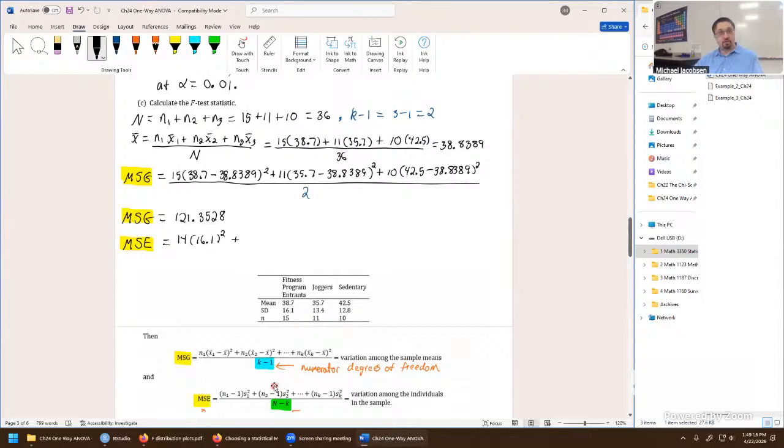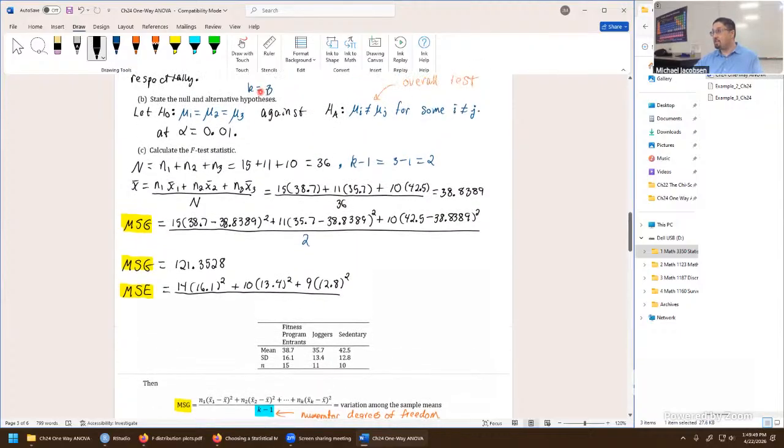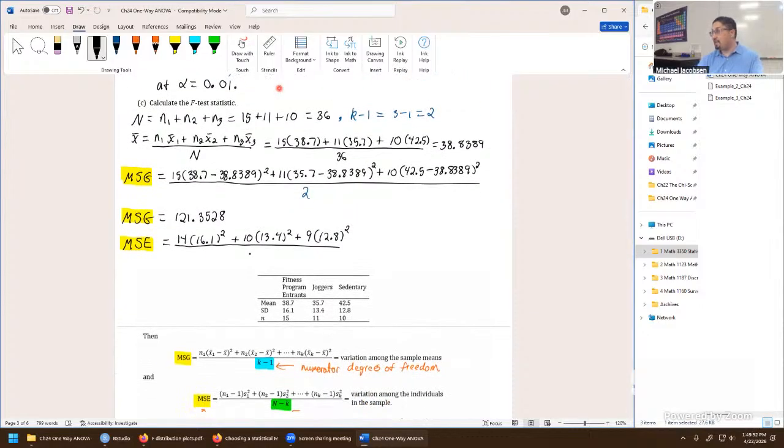The formula says, go to the next group, drop the sample size by 1, so now it's a 10. Convert that into a variance by squaring it, 13.4 squared. And then rinse and repeat. This sample size drops to a 9. The standard deviation is 12.8, but we want the variance, so we square it. And then finally, the whole thing is divided by the grand total n, which came out as a 36, minus the value k, where k was 3 altogether. So this is going to be 36 minus 3, or just 33 altogether.